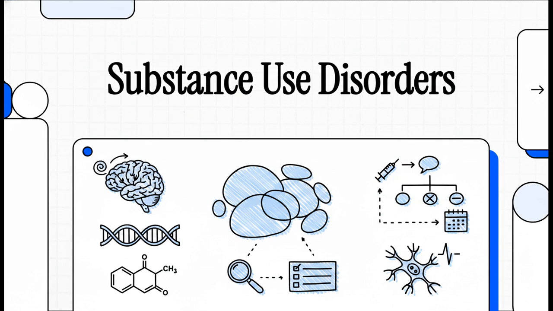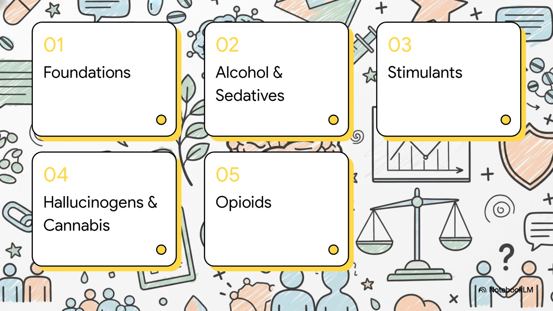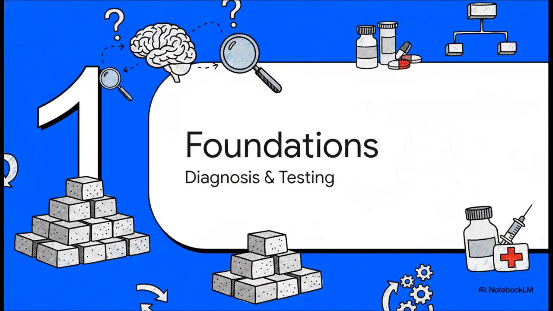Let's get to it. Here's our roadmap for today. We'll start with the foundations of substance disorders, then move on to alcohol and sedative hypnotics, followed by stimulants, hallucinogens, and cannabis, and finally, we'll wrap up with opioids. Section 1. Let's lay the groundwork with the foundations of substance disorders, focusing on diagnostic criteria and testing.